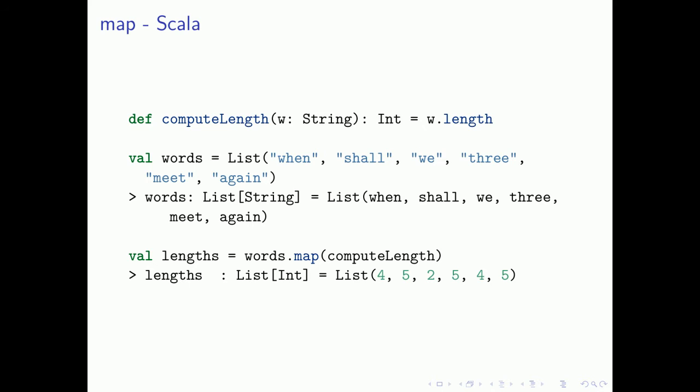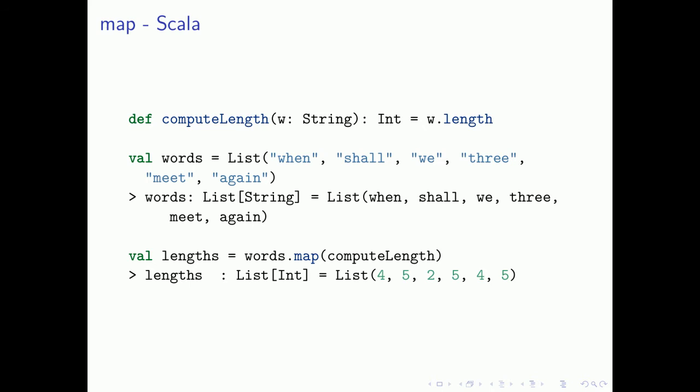w is a string, and Scala sits on top of Java, so it has all the Java API, so there's the length method on a string. Now I have my words, which are just a list: "When shall we three meet again?" And Scala basically infers types, so I don't have to say this is a list of strings. It knows that these things in here are strings, so it's like, yeah, that's a list of strings. That's what it's telling me there.